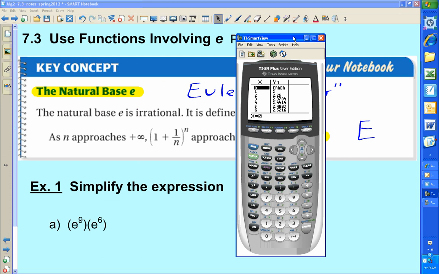When x is 0, we have 1 over 0, that's undefined. Can't do that. When x is 1, you get 2. When x is 2, you get 2.25. When x is 3, 2.37. The number keeps getting bigger and bigger. However, it is not growing exponentially. Through the roof graphs like we did yesterday.